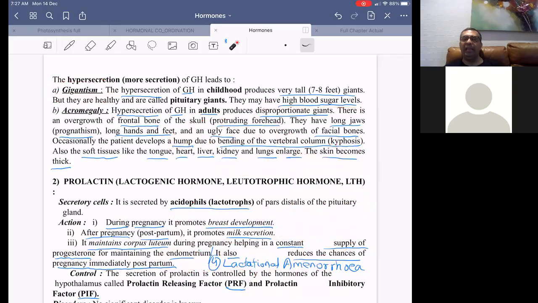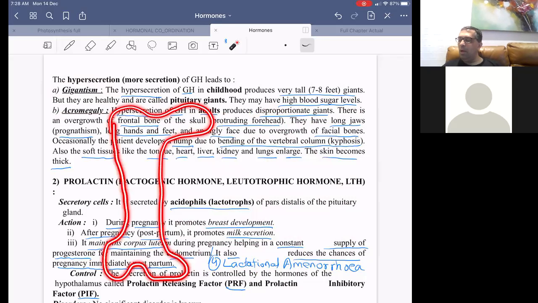Otherwise, they are healthy. Then we have acromegaly, hypersecretion of growth hormone in adults, which produces disproportionate giants. Sir, what will happen to a giant? Sir, after the age of 21, if growth hormone is excessive, will it cause the epiphysis and diaphysis to undergo cell division?